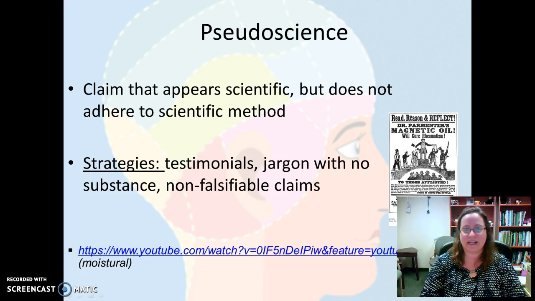With pseudoscience, we're talking about something that sounds like it's science, but it really doesn't adhere to that scientific method. So it's kind of mumbo jumbo. They say things like magnetic oil will cure rheumatism, woo, but there's no evidence. So we have to be wary of pseudoscience in psychology. Psychology is not a pseudoscience, and we don't want to give way to pseudoscientific thinking. There's a link in here you don't have to watch, but it's a pretty interesting exposé of Moisture-All, which is a fake product, and just kind of shows how infomercials can present some fake information.